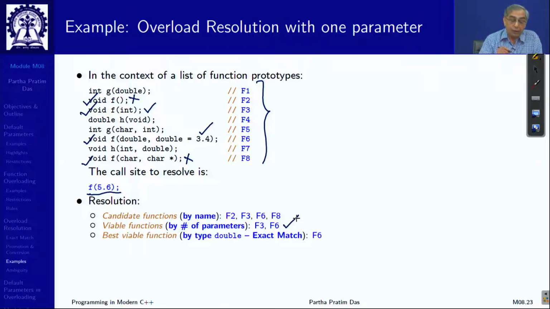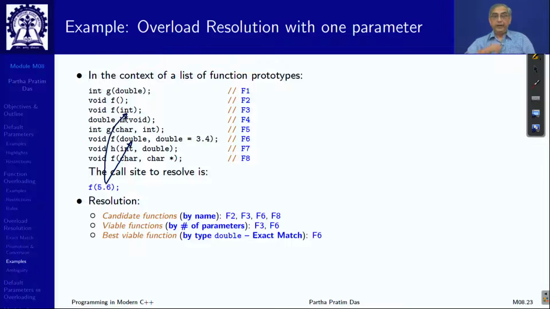So, if I want to call with 5.6, the actual parameter value will have to go to here for f 6 and have to go to here for f 3. The first one is exact match, double to double, and the second one is floating point to integer conversion.